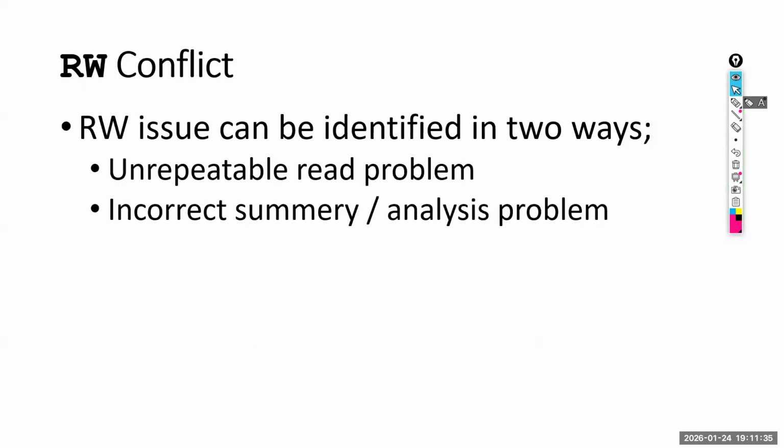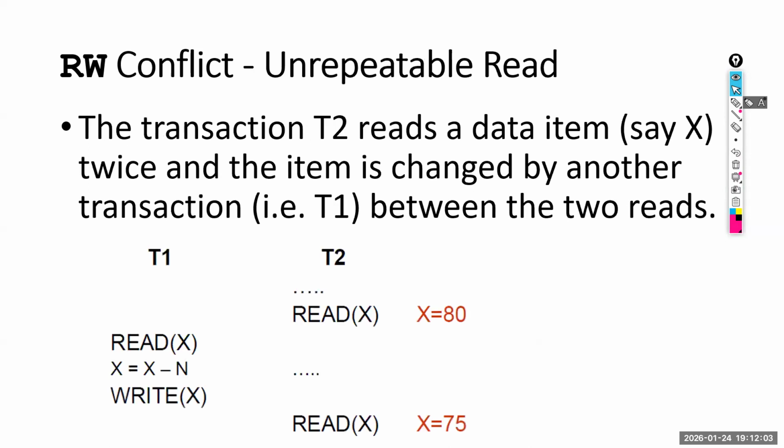So then read-write: unrepeatable read, or incorrect summary, or analysis problem. So that happens after one transaction reads a value, the other transaction writes it, modifying the same record. Now, if the first transaction reads it again, it gets a different value. Same transaction, when you read the value, you get two different values. That is called read-write. So it results in inconsistency. Okay.